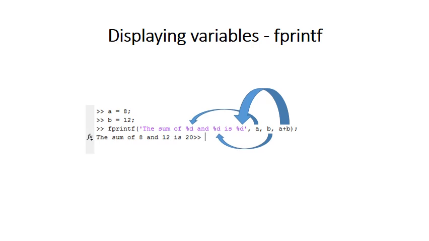So when fprintf prints on the screen, it says the sum of the first %d becomes the value of a, which is 8, and the second %d becomes 12, which is the value of b, and then it says a plus b is 20, so it displays the 20. So the fprintf uses the concept of a placeholder, which is linked to variables listed after the string. The order of the placeholders determines the order in which variables are used after the string.